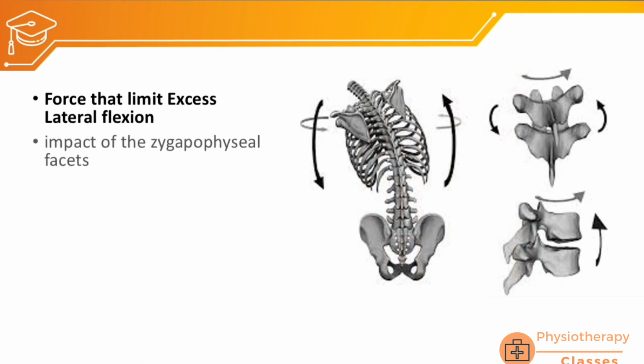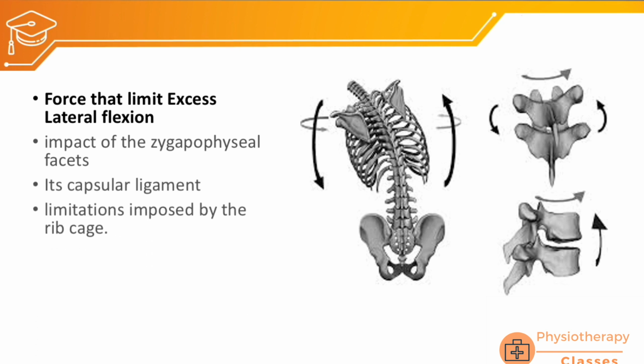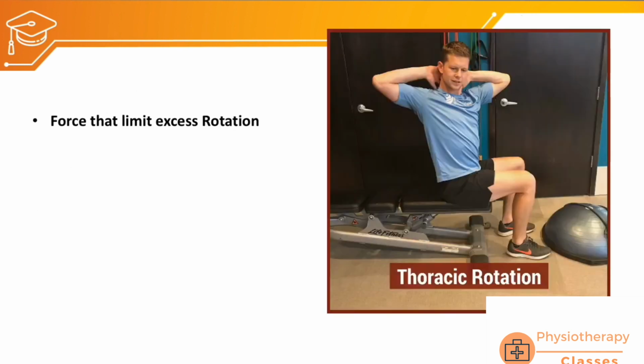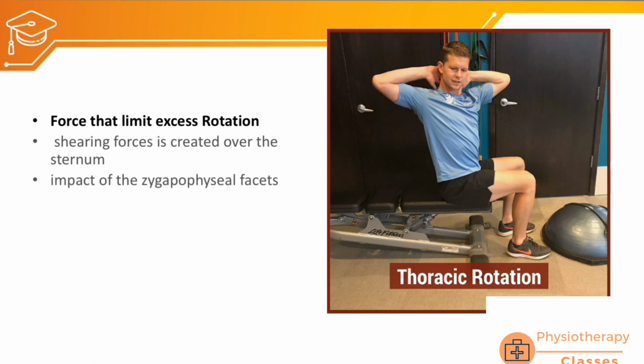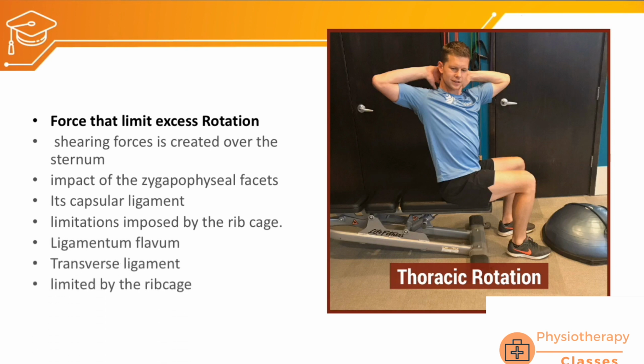The forces that limit lateral flexion are the impact of zygapophyseal or facet joints, its capsular ligaments, and limitations imposed by the rib cage itself. The forces that limit excessive rotation are the shearing force created over the sternum, impact of the facet joints, its capsular ligament, limitations imposed by the rib cage, ligamentum flavum, and transverse ligament. Here the unique thing which limits excess rotation is the presence of the rib cage, which restricts movement of the thoracic spine.